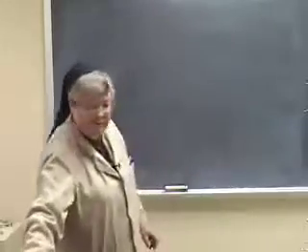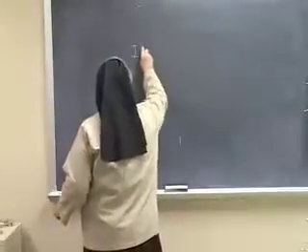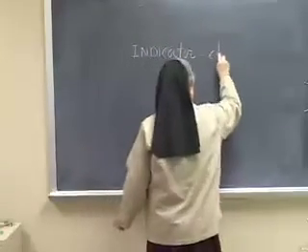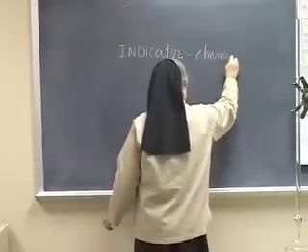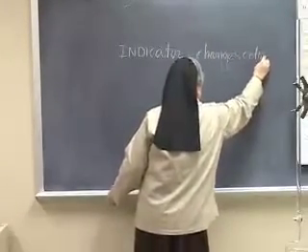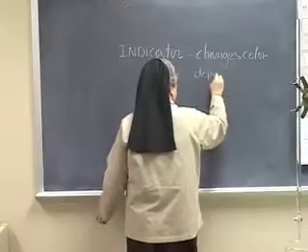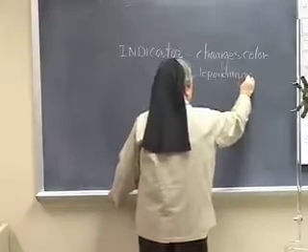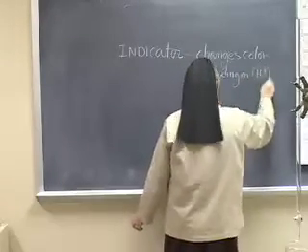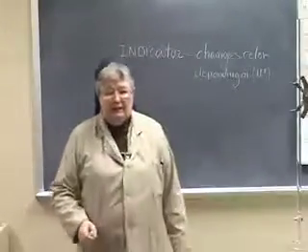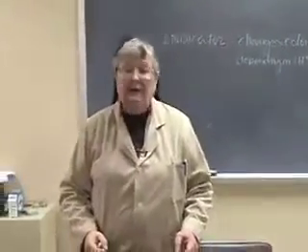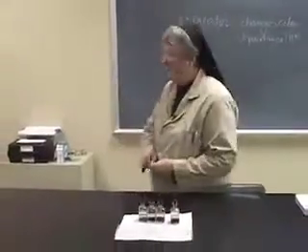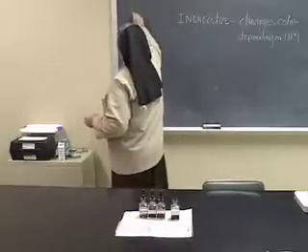An indicator changes color depending on the hydrogen ions present, how many, or missing. A good example of an indicator would be litmus paper. And I have here an example of litmus paper.